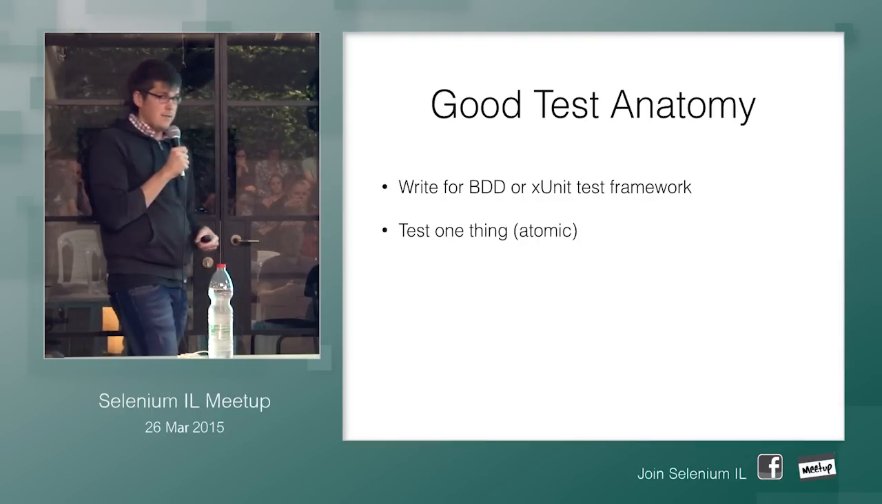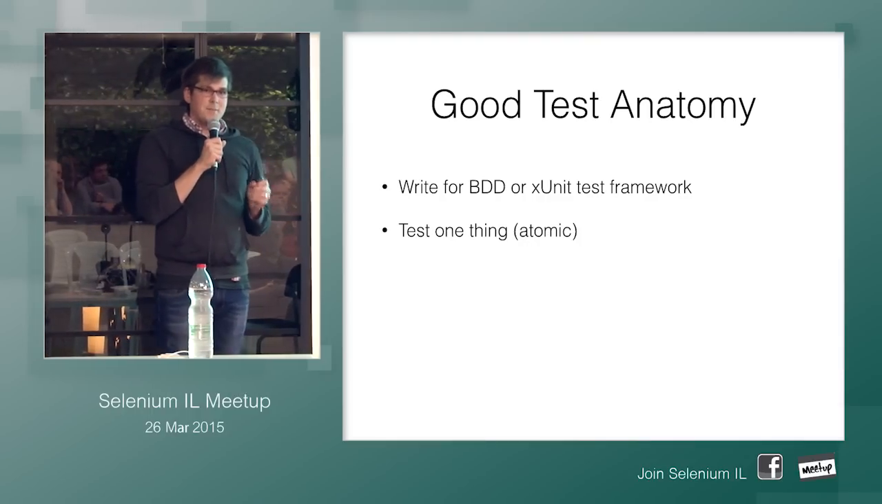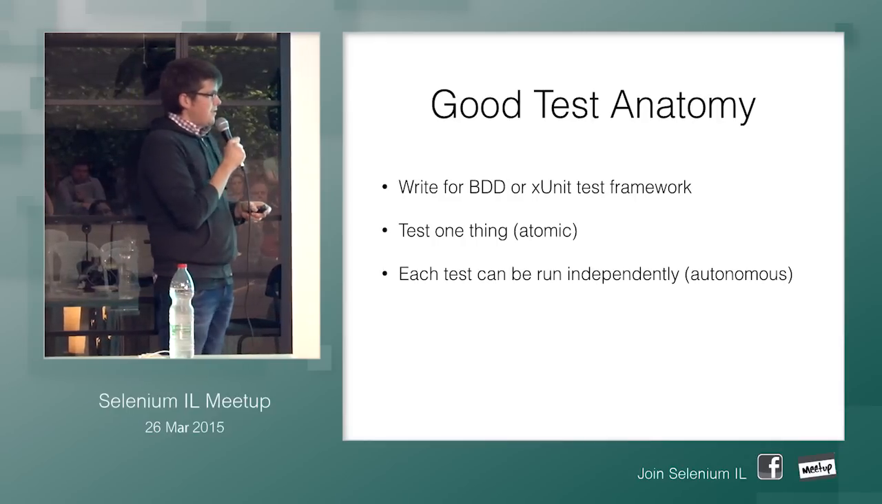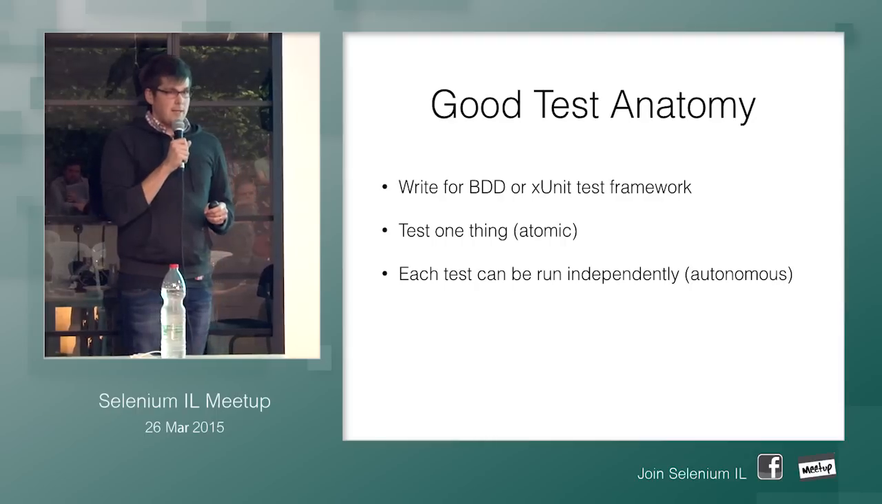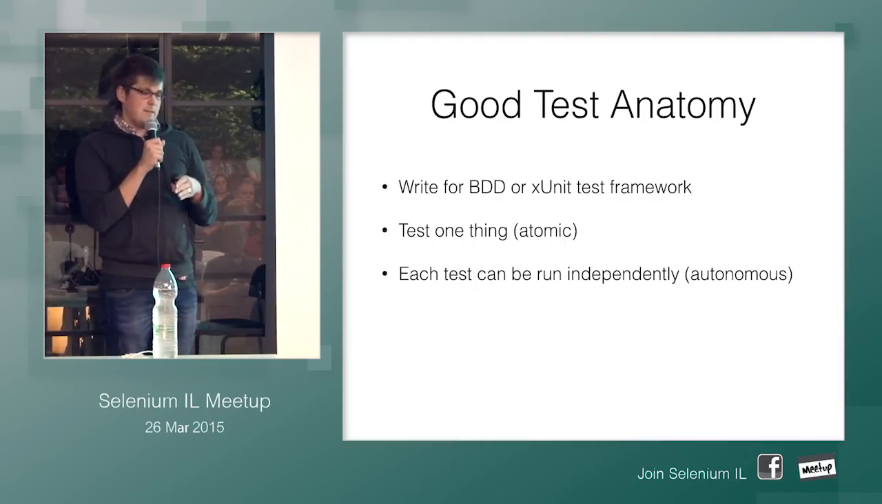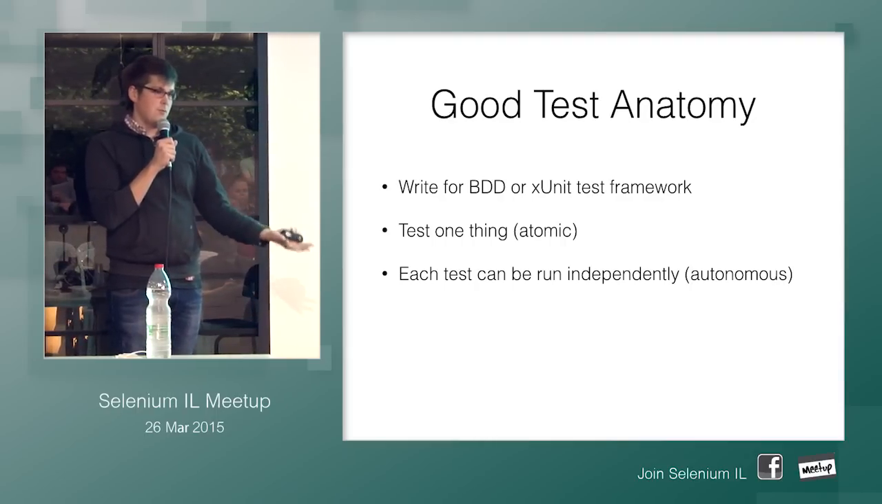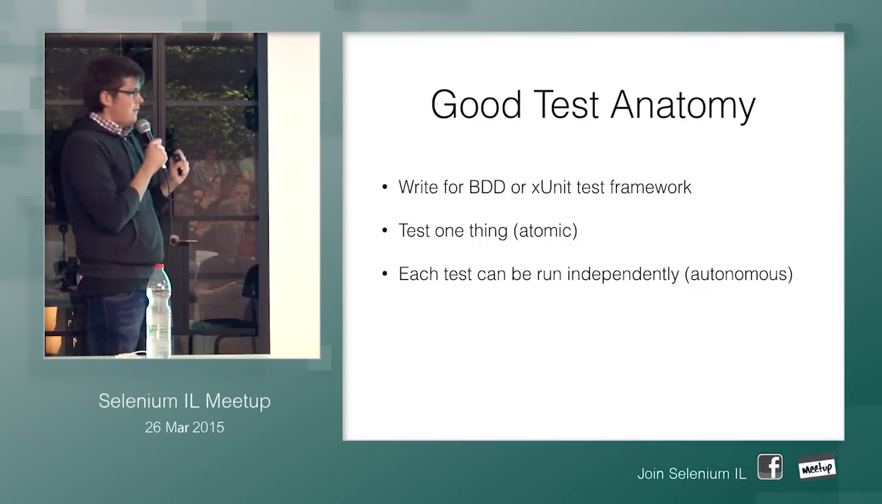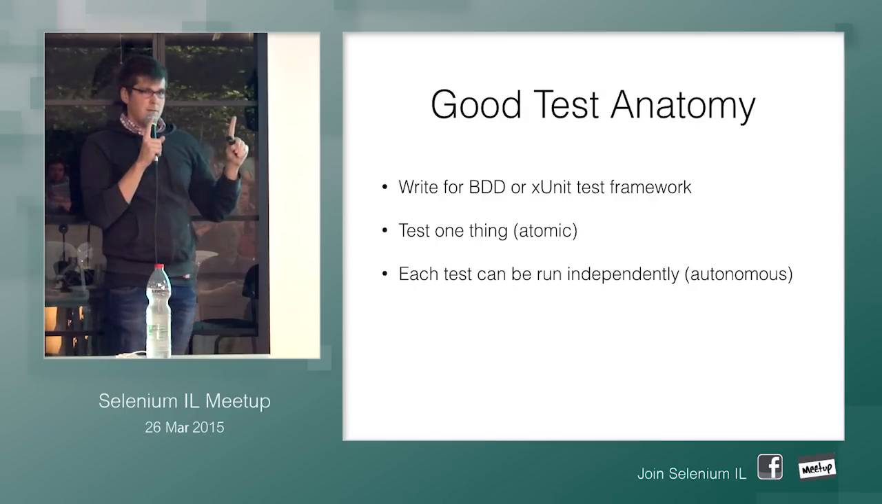And each test, ideally, will test one thing. It will be atomic. It will have a single assertion. And each test should be able to be run independently. There should be no dependencies between tests. One test shouldn't run to set up another test. And this is a big one, because if you don't do this, you won't be able to run your tests in parallel.